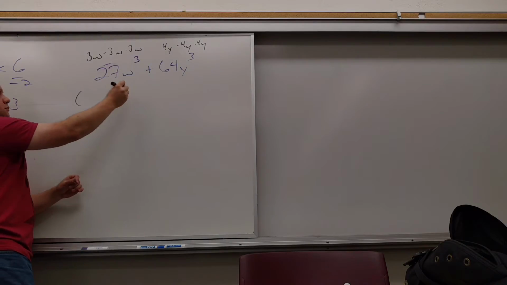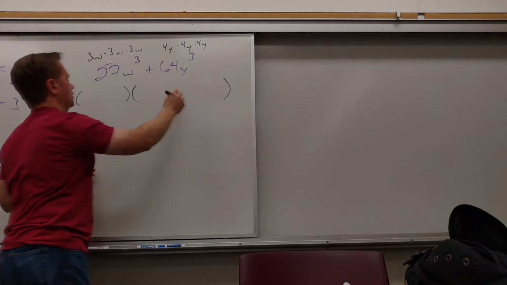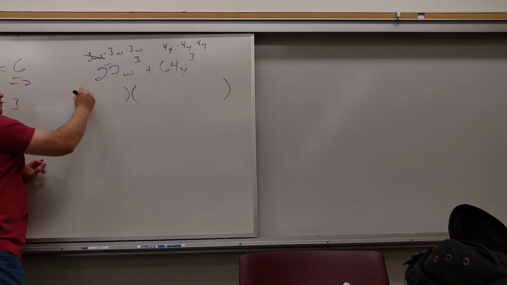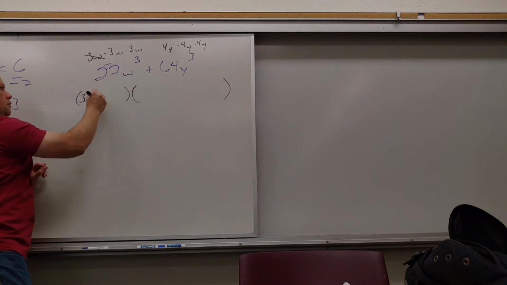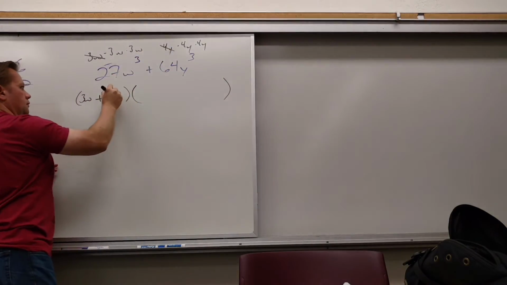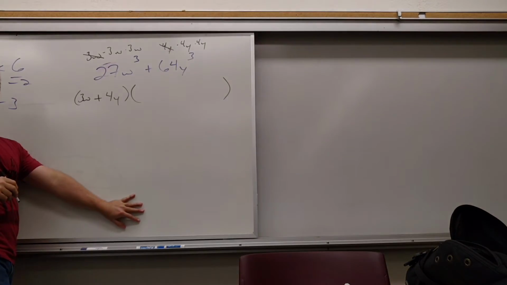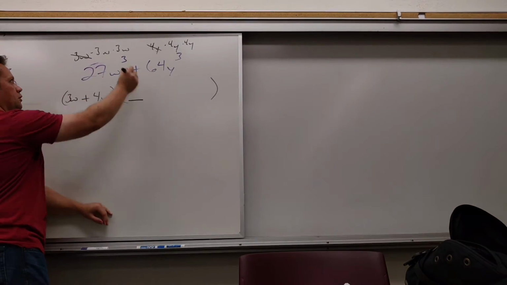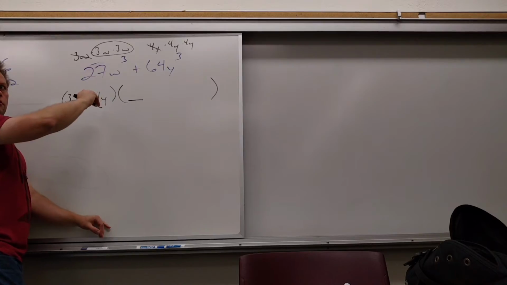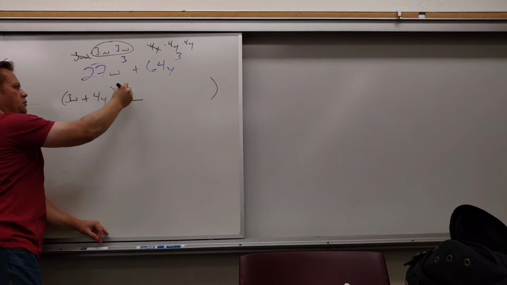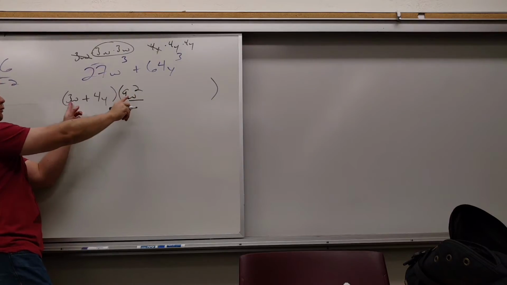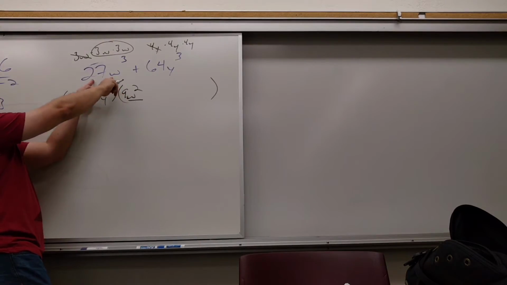Yeah, so you've got a little dude and a big dude. The little dude goes 3W plus 4Y. So the big one has got to go 6W... 9W squared. And just to check, what is 3W times 9W squared?